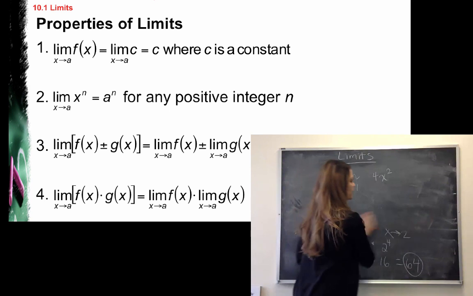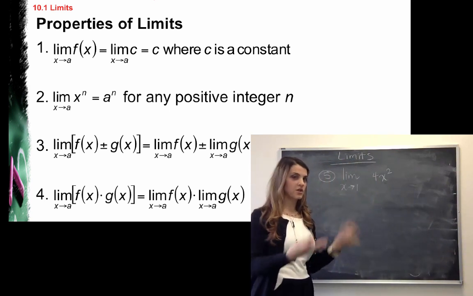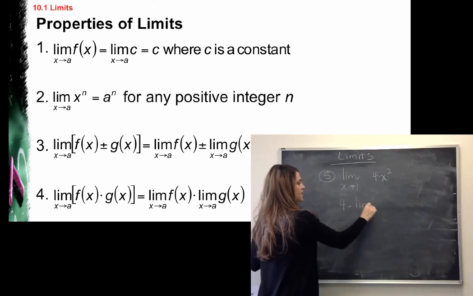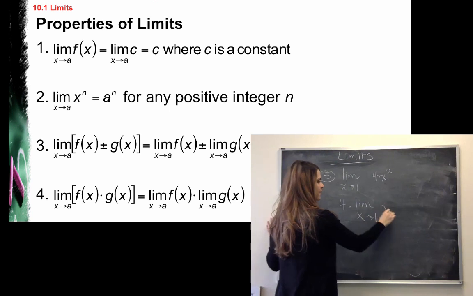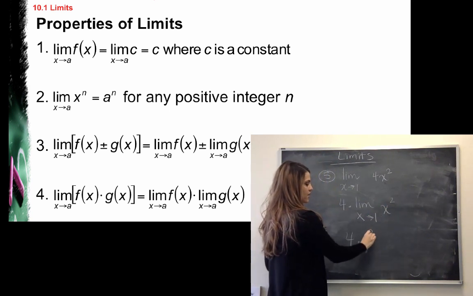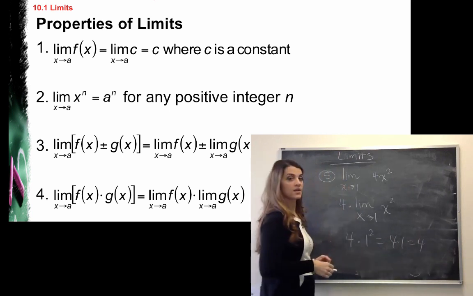So when you plug the 1 into here, you're going to still use property 2. You're just going to keep that constant or that coefficient for after. So we can think of this as 4 times the limit as x approaches 1 of x squared, which is 4 times, when you plug the 1 in there, 1 squared, which is 4 times 1, which is 4.